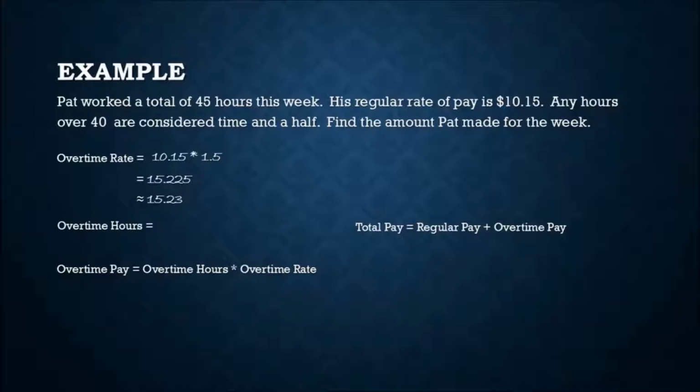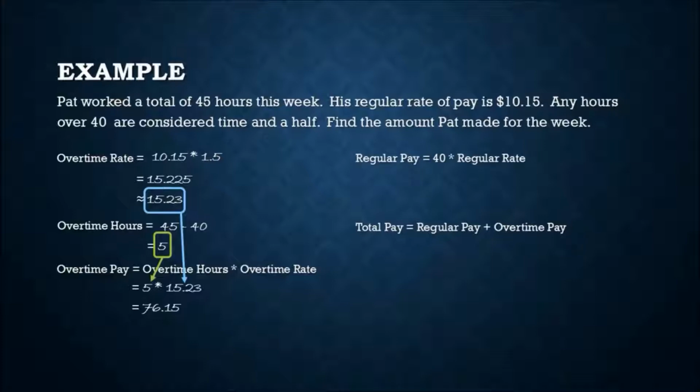Next, let's find the overtime hours, which again is just the total hours you worked minus the 40. So 45 minus 40 gives us 5 hours of overtime. So to find the overtime pay, we take 5 times 15.23. 5 came from the overtime hours, 15.23 the overtime rate. If I multiply those together, I get 76.15 as your overtime pay.